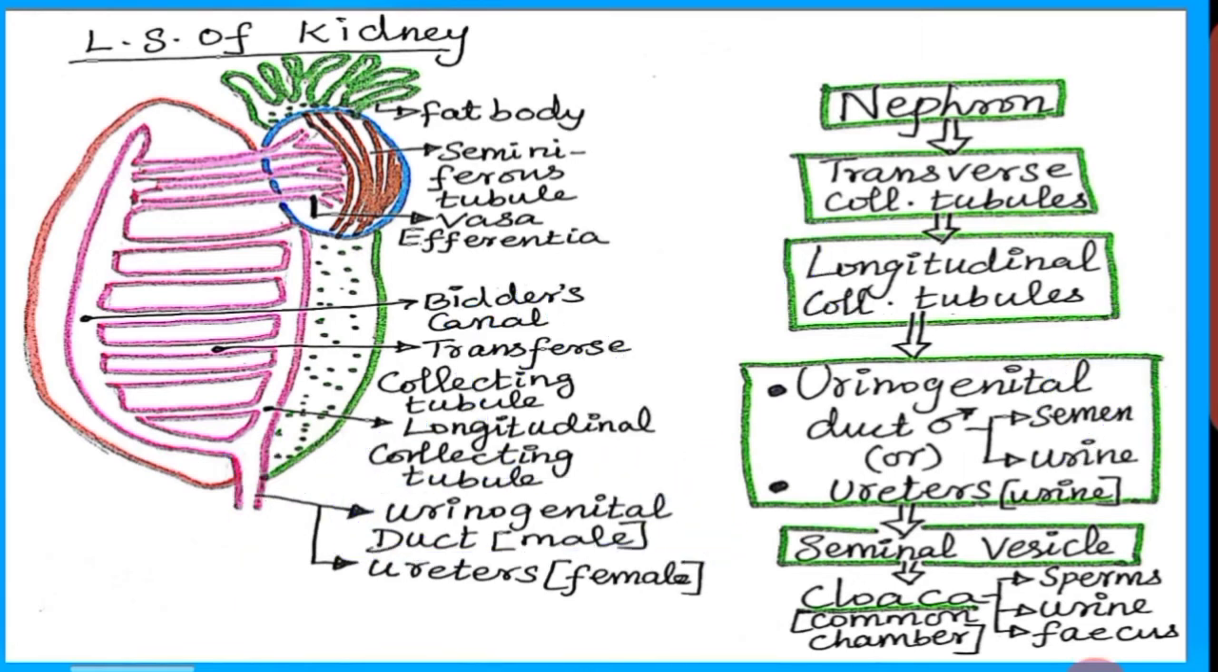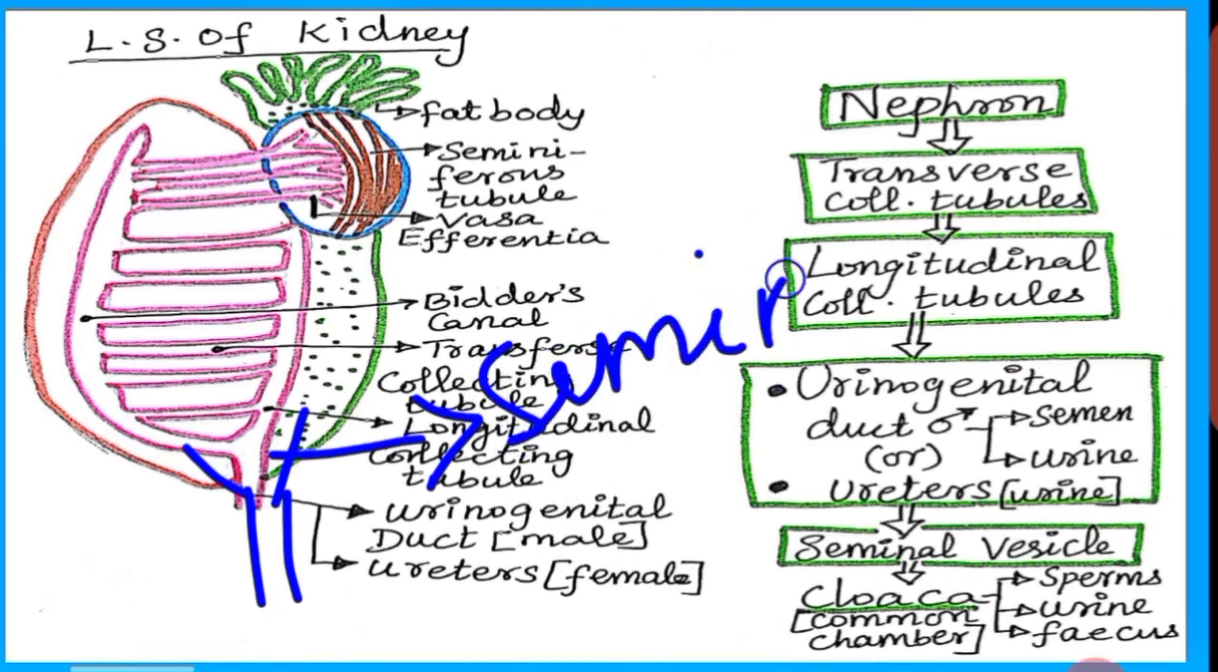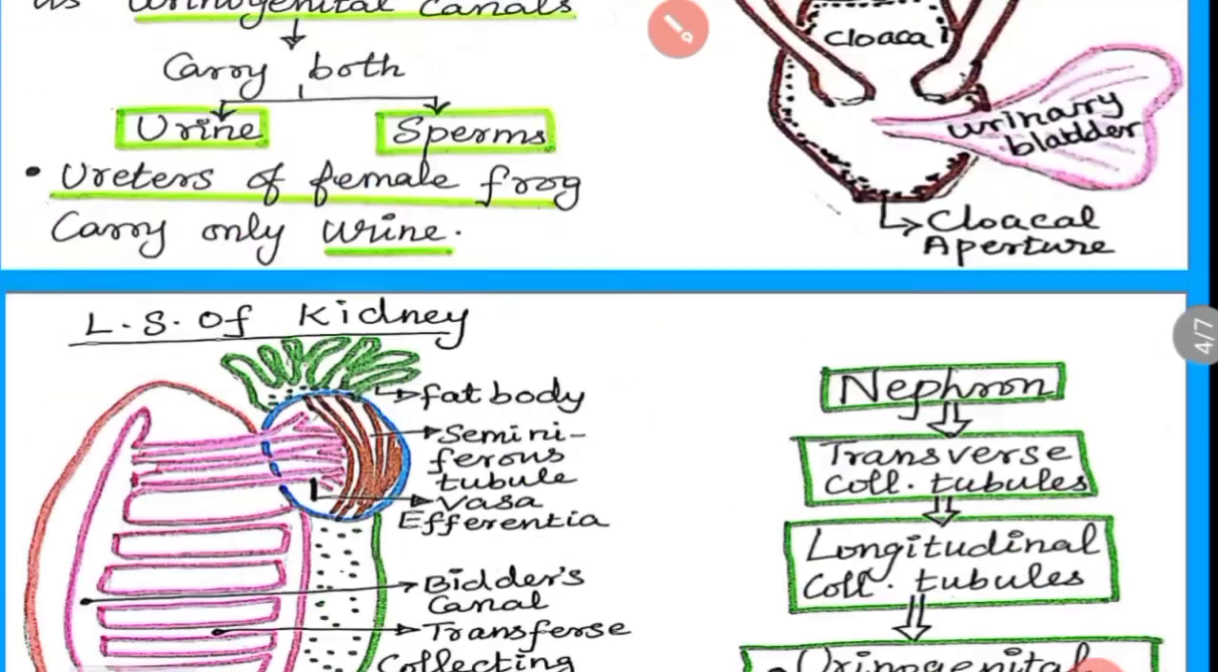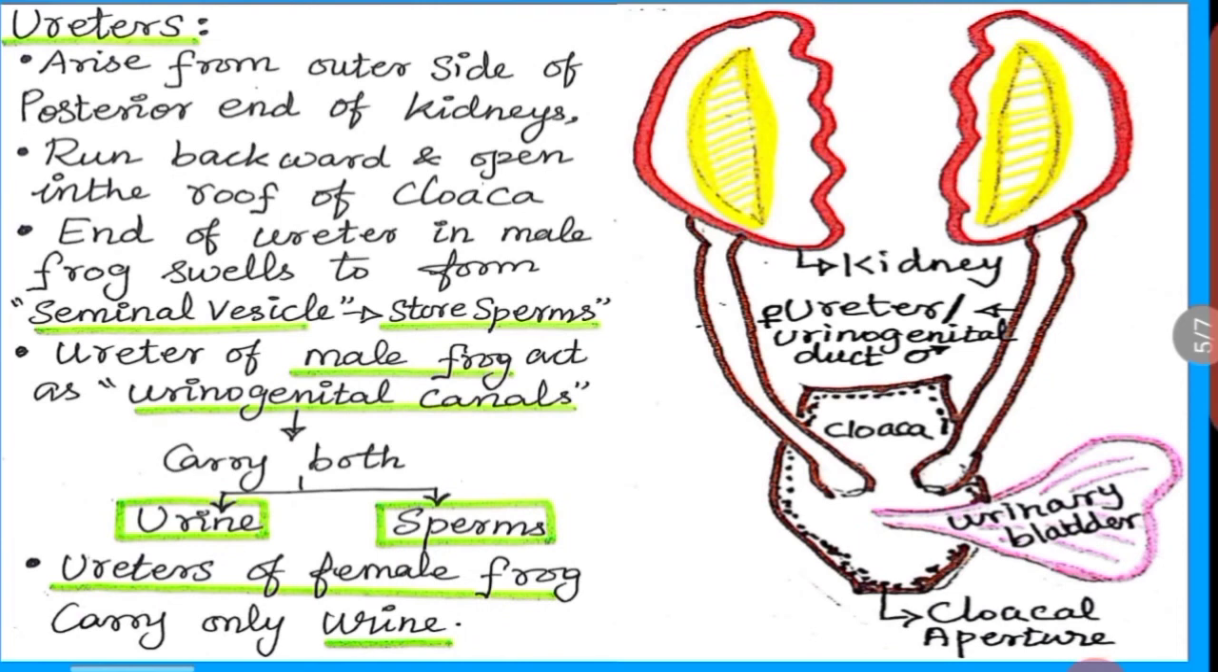What about the female frog? In the female frog, this duct carries only urine, so it is considered to be a ureter. Right? The upper end of the ureter gets swollen. It is named the seminal vesicle. This seminal vesicle is used to store the sperm. Got it? Ureters arise from the outer side of the posterior end of the kidneys. This is the outer side. This is the posterior end of the kidneys.